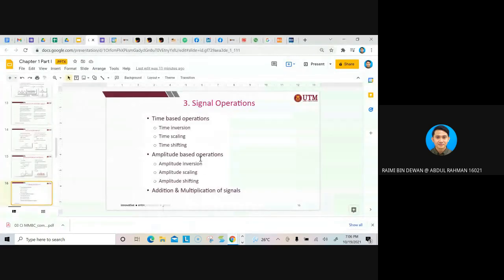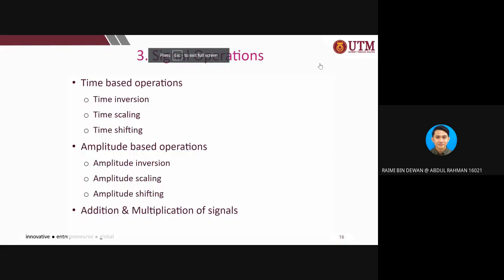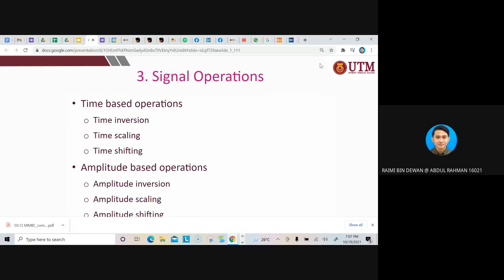Next is amplitude-based operations. Amplitude-based operation happens along the vertical axis of our graph, which is, for example, f(t). So it happens along the vertical axis. It can be amplitude inversion, amplitude scaling, or amplitude shifting. It can be either one, two, or all three.